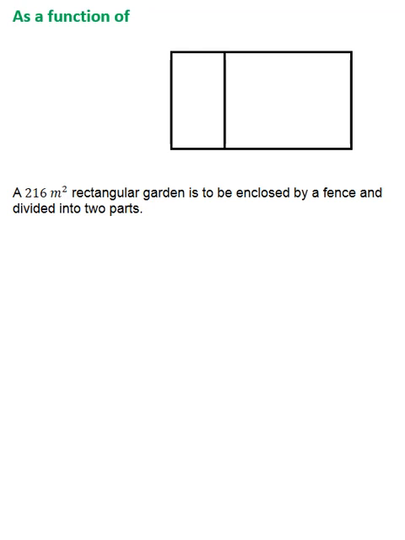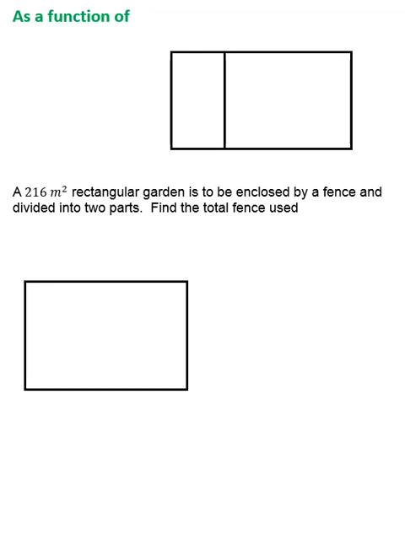Now let's pose the question. Find the total amount of fence that we would need to build this garden. Well, it doesn't appear that there is enough information in this problem as stated. And to show you that there doesn't appear to be enough information, let's consider the following example.